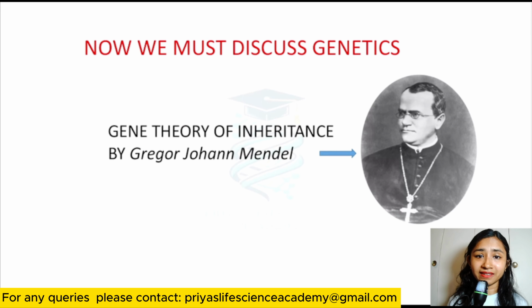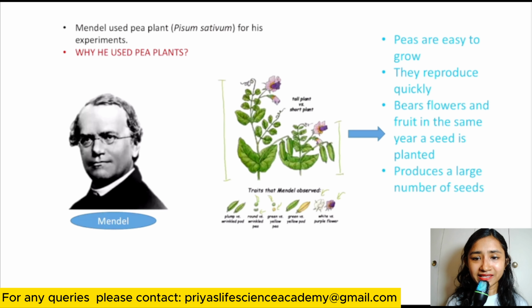We have to learn Mendelian genetics. Okay, so what did he do, what was his discovery? Today we will learn about his discoveries, how he achieved this milestone of genetics. Okay, Mendel used a very important plant, the pea plant, Pisum sativum, for his experiment.